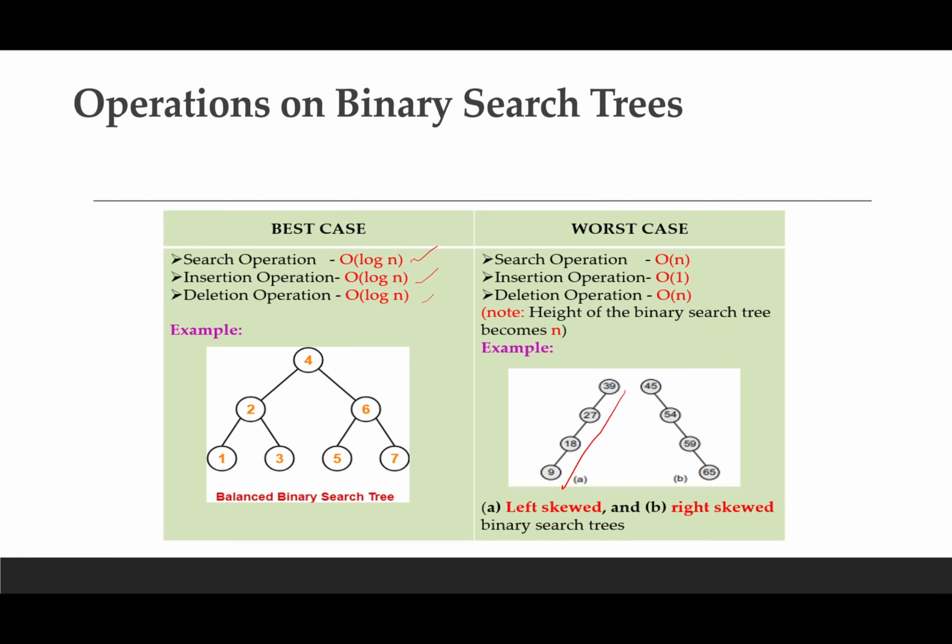And if the nodes are on the right side, that is, it contains only the right child, that is a right skew. So if the tree is like this, it is a worst case. For that, the search operation complexity is big O of n, and insertion is big O of 1. It is very easy, right?